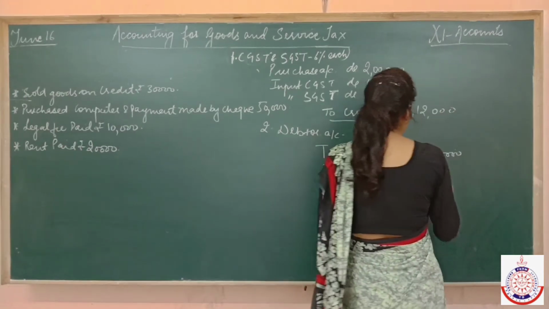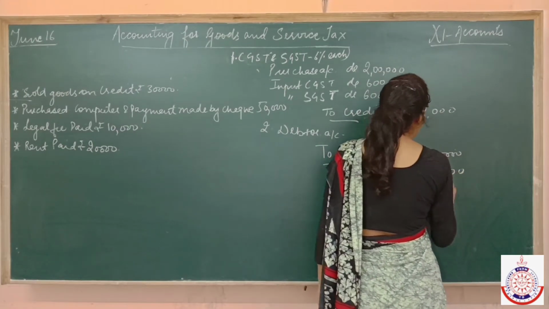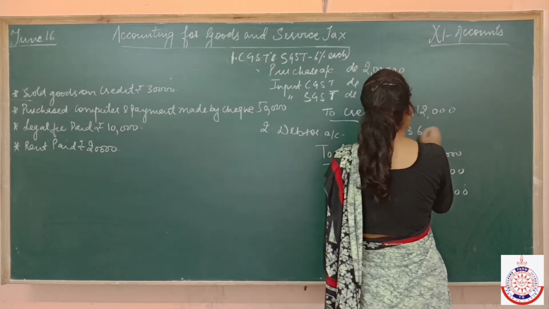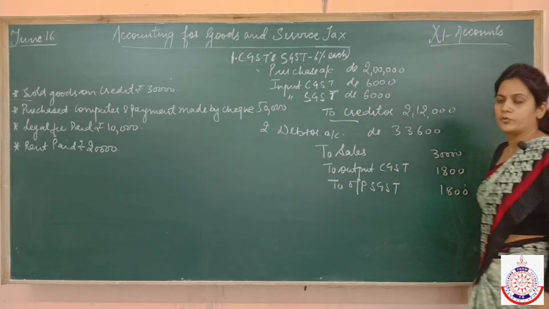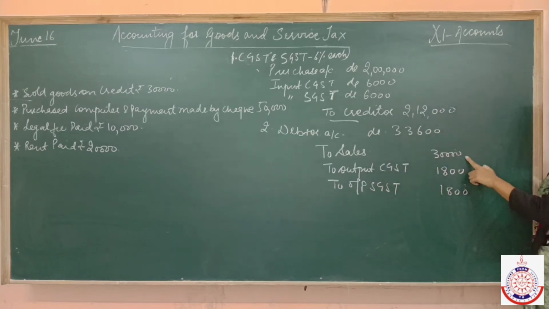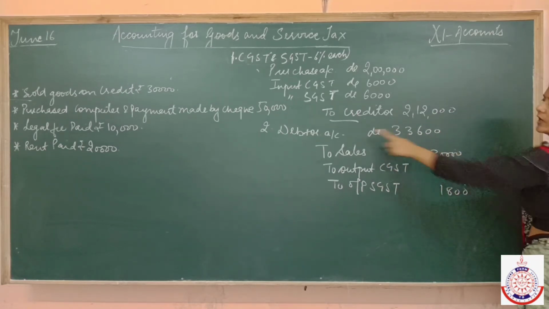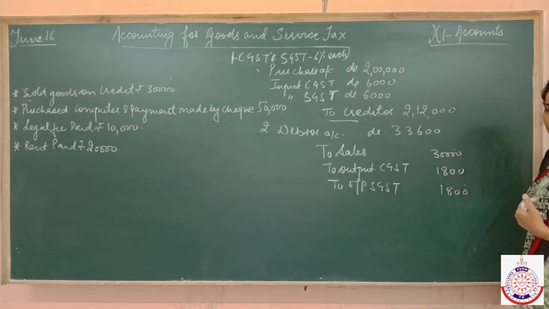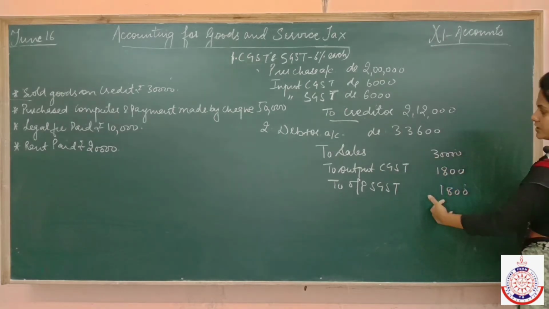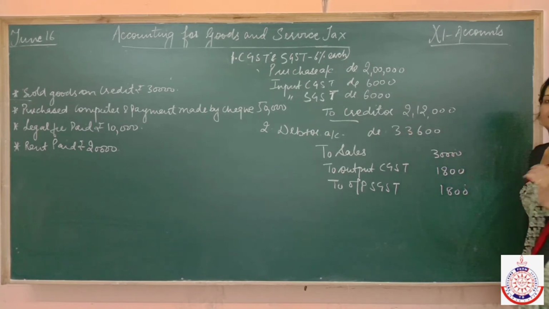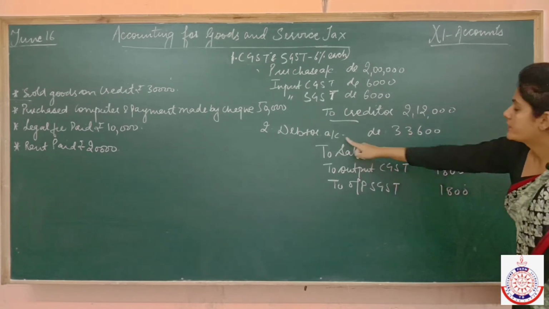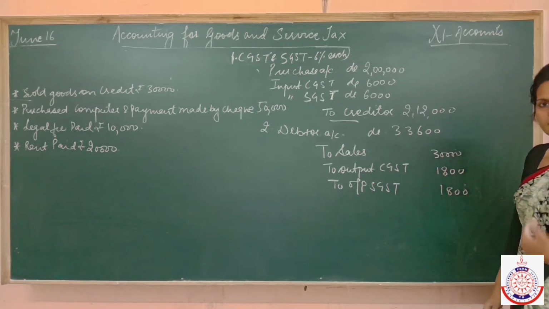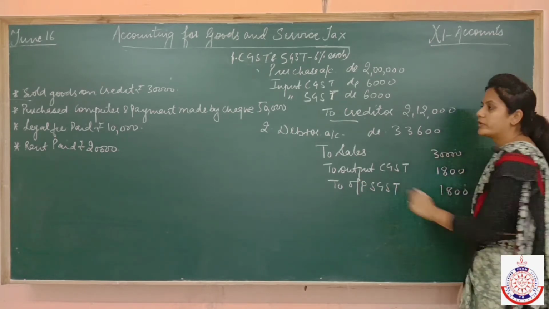So 6% is 1,800 this side, 1,800 that side, so it is 3,600. It means though we have sold the goods worth rupees 30,000 to our debtors, but we have to charge GST also from them, no? So now it means after charging GST, the value of the goods becomes 33,600. So our debtors will pay 33,600 to us.